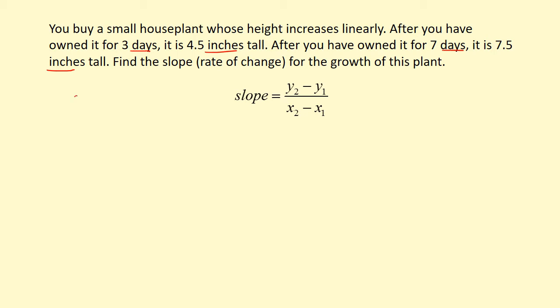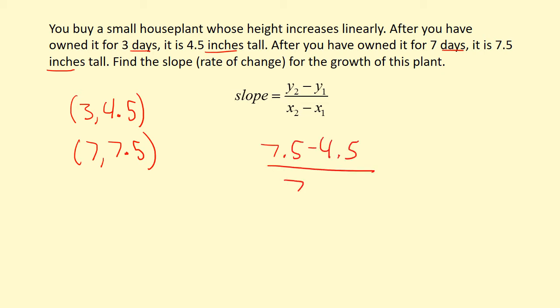So this means this problem gives me 2 points, (3, 4.5) and (7, 7.5). So these are my 2 points. Now I just need to plug them into the slope formula. So that's 7.5 minus 4.5 over 7 minus 3. And that's going to be 3 over 4. So my slope is 3 over 4.